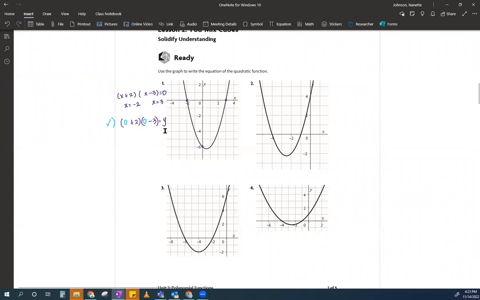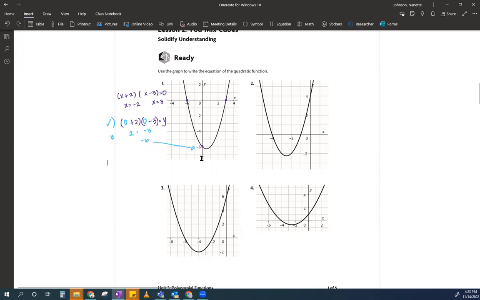So then I'm hoping that y becomes -6. So I'm going to plug in: 0 plus 2 is 2, times -3. That's -6, which is exactly my y right there, right? That's exactly it. So I'm happy. This is my function.